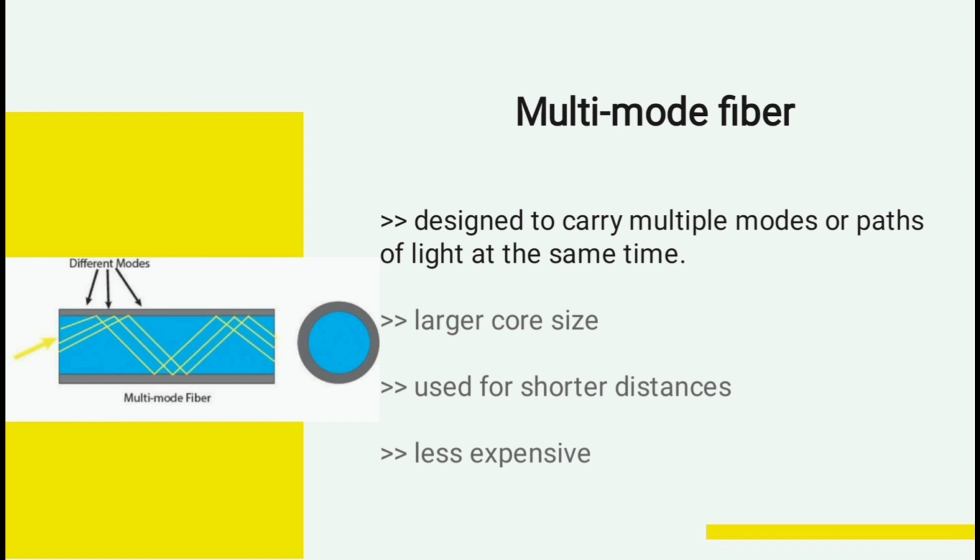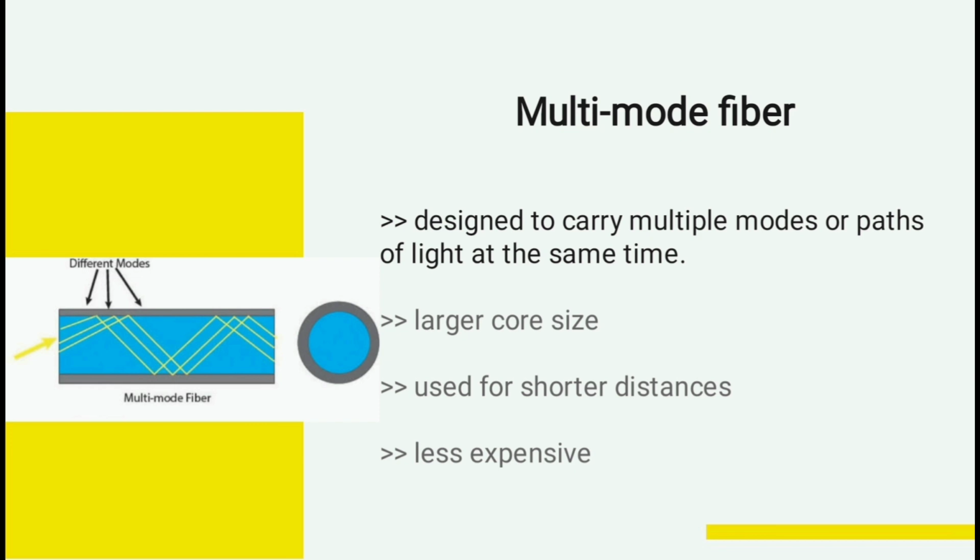OM4 fiber is capable of transmitting data at speeds up to 100 gigabits per second over distances up to 150 meters, while OM3 fiber can transmit at 10 gigabits per second over distances up to 300 meters. Multimode fiber is typically less expensive than single-mode fiber and can be used with less expensive light sources, such as LEDs, instead of more expensive laser sources.